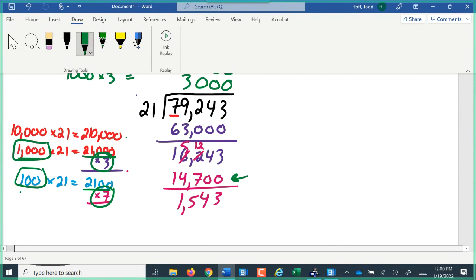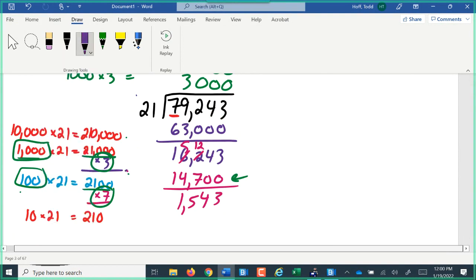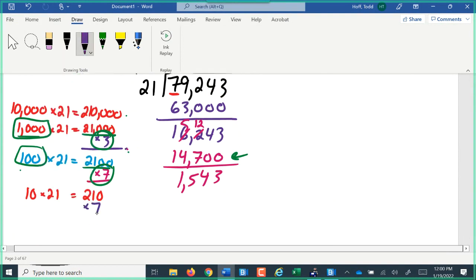My next place value would be 10s. 10 times 21 is 210. I can subtract that from what's left. Oh, let's try 7 times. 7 times 210 is 1,470. Subtracting, that gives me 73. So again, that's a bundle of 10 21s.